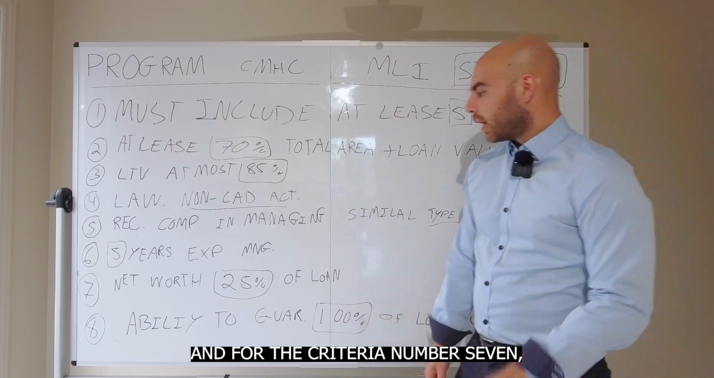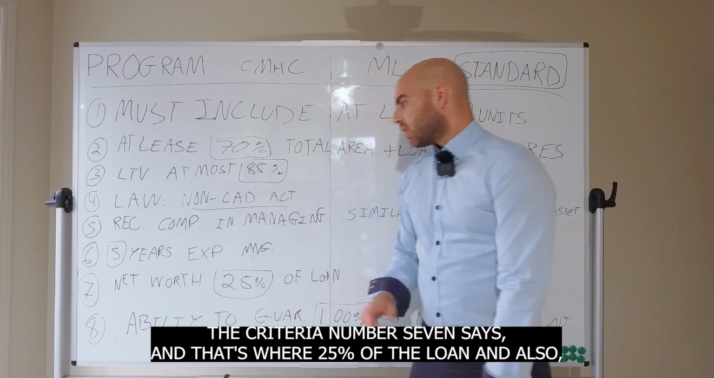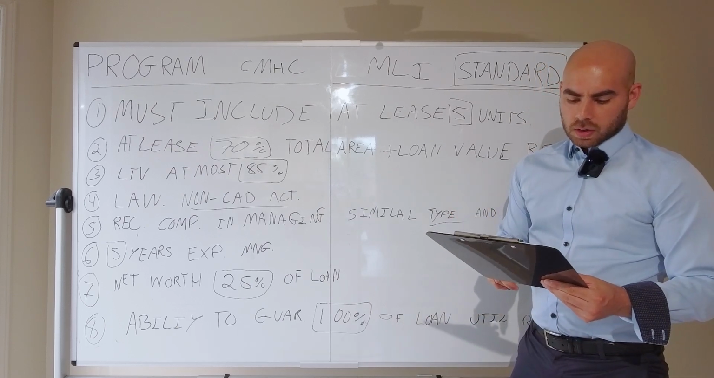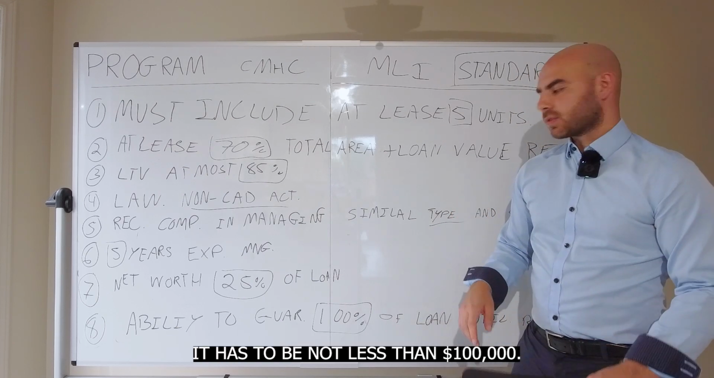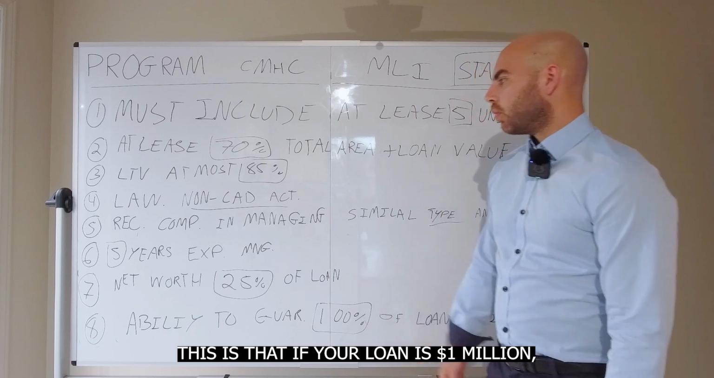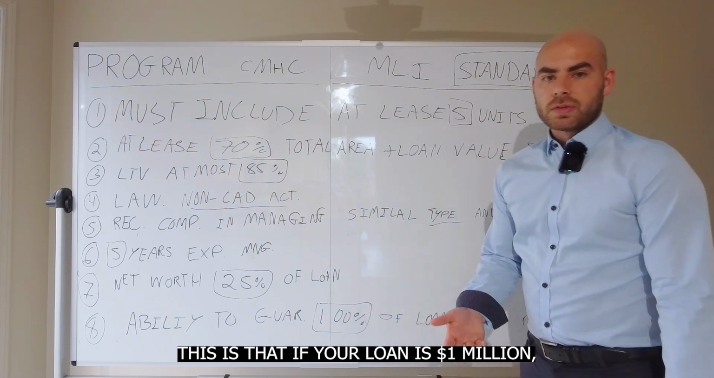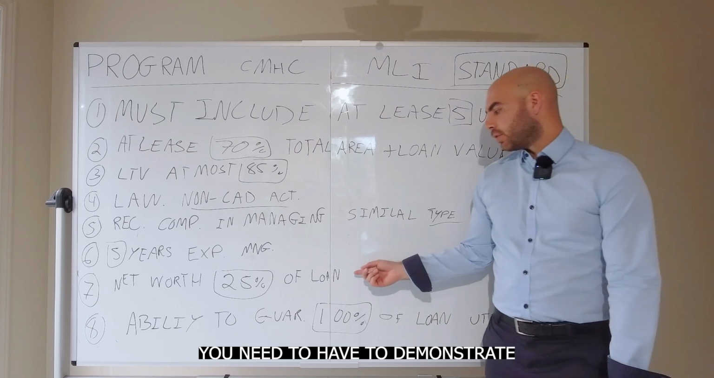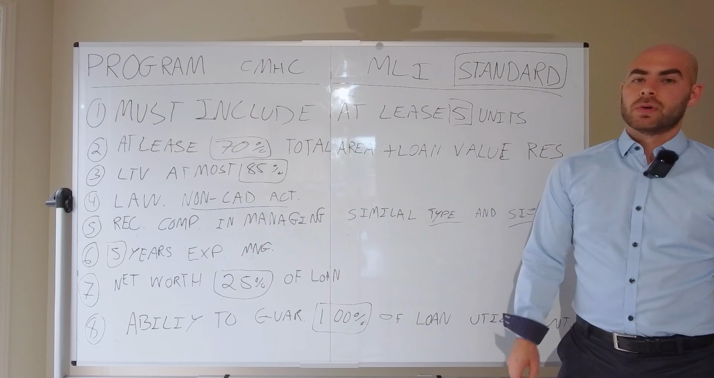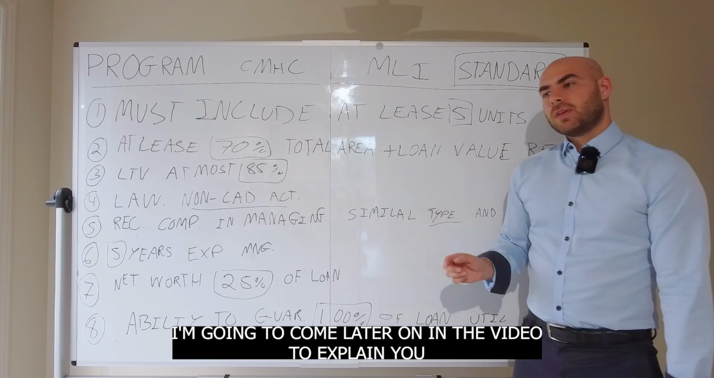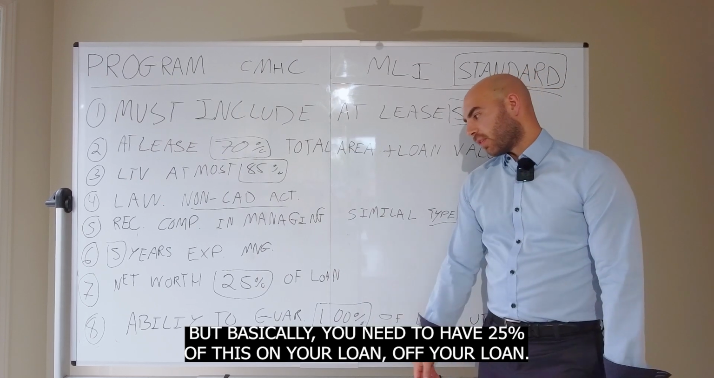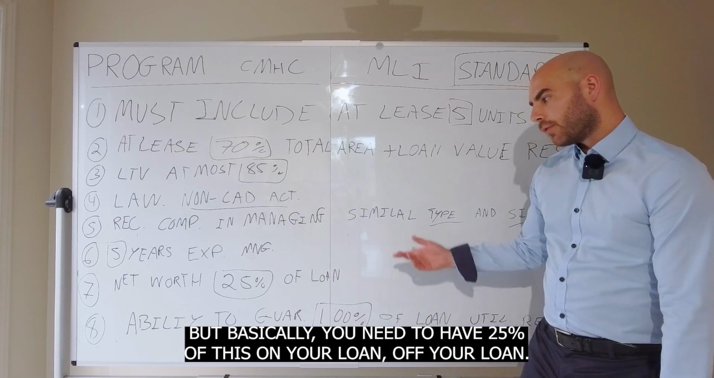And for criteria number 7, it says net worth 25% of the loan, and also it has to be not less than $100,000. So basically what we mean by this is that if your loan is $1 million, you need to demonstrate that you have 25% of net tangible value. I'm going to come later on in the video to explain how we calculate the net tangible value, but basically you need to have 25% of this on your loan.